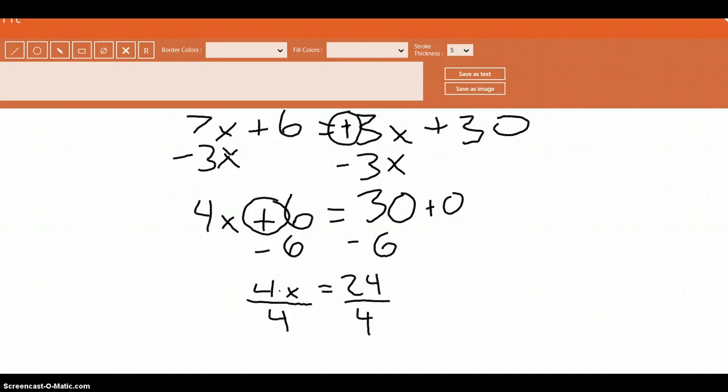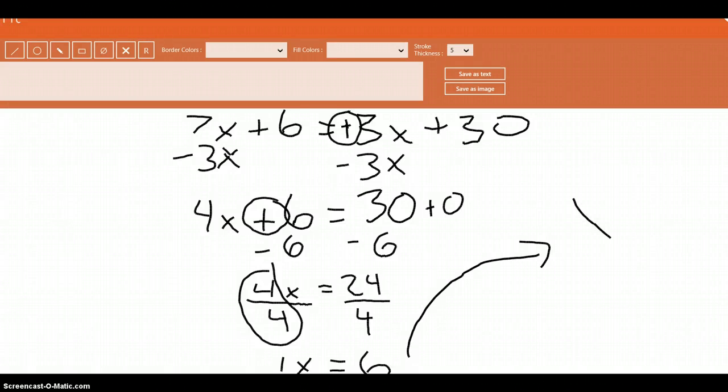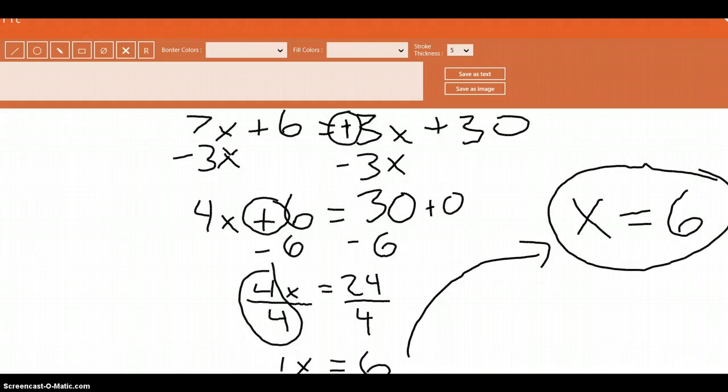When I divide both sides by 4, this 4 divided by 4 turns to 1, and I have 1x, or just x. Then I have equals 24 divided by 4, which is 6. So my answer, I'm just going to write it up here, x equals 6. That's how you solve an equation with one variable.